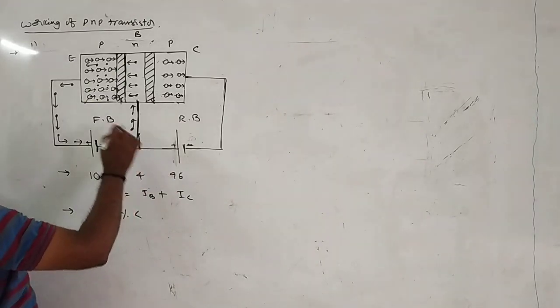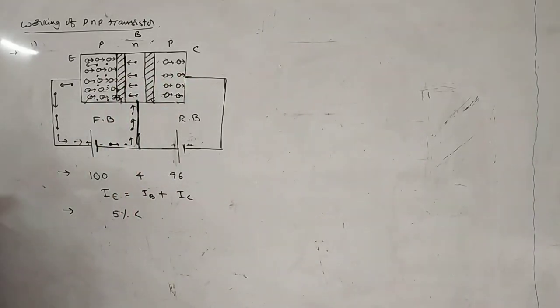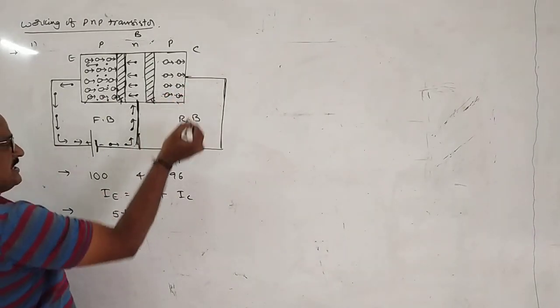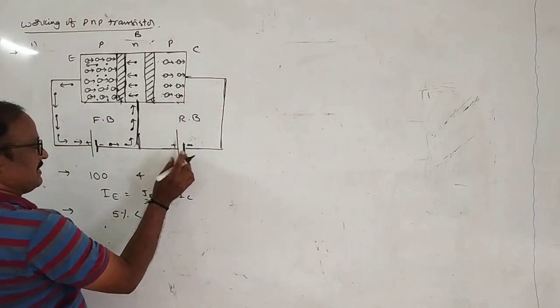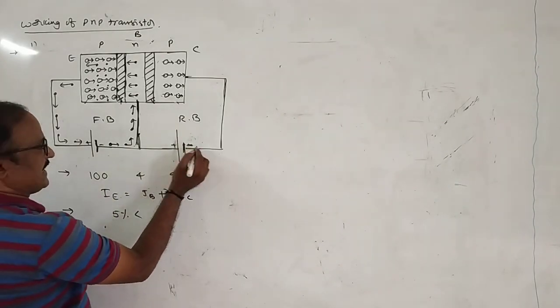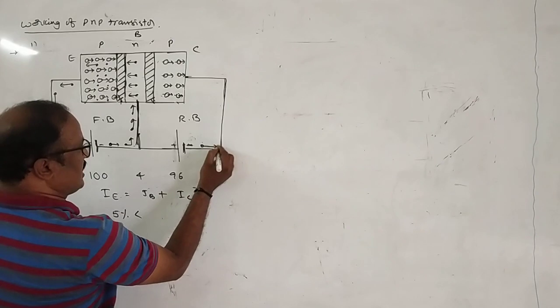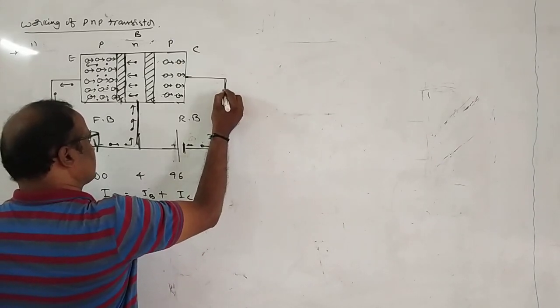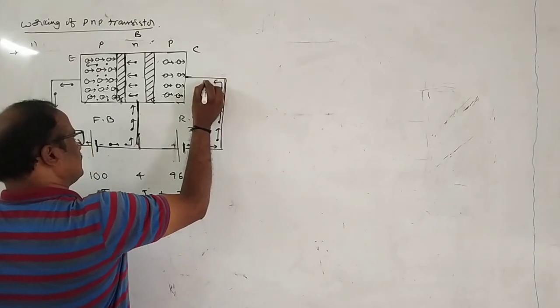Remaining, all of them entered into the collector region. So this is the working. Suppose you are saying this is the base region, and in the collector battery, this is the negative polarity. From the negative polarity, electrons are conducted, or electrons are moving like this. These are the electrons.